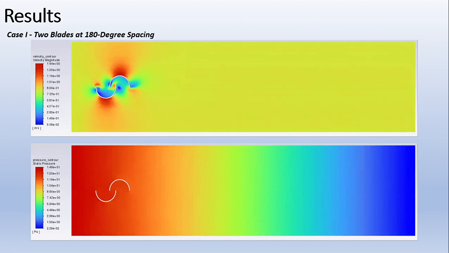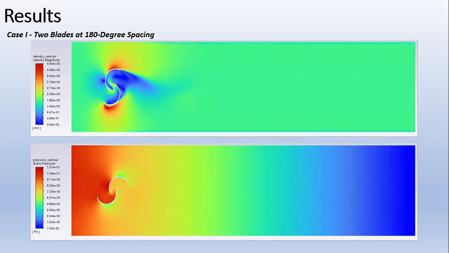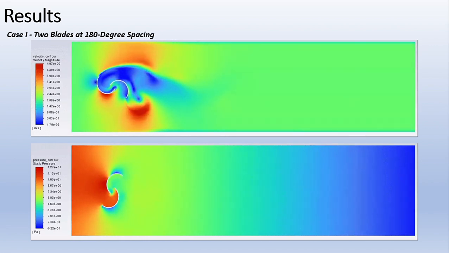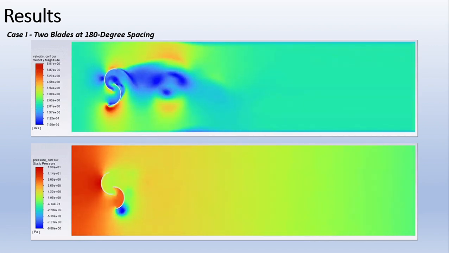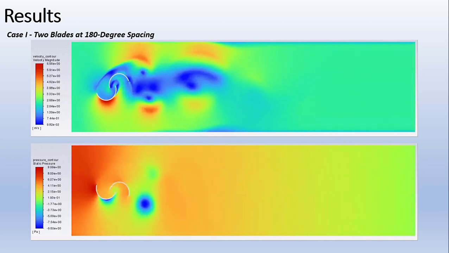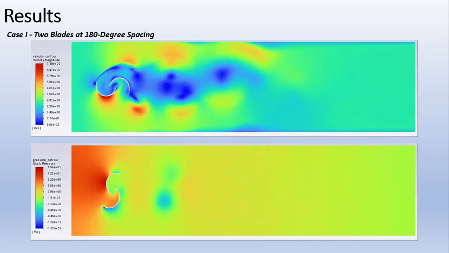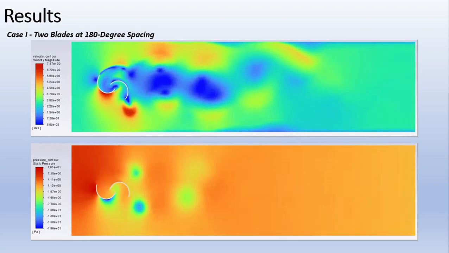These are the videos of the velocity contours and pressure contours for the first case, which is of two blades at 180 degrees spacing. As you can see in the figure, when the air starts hitting the blade, the air creates some wake region after it.